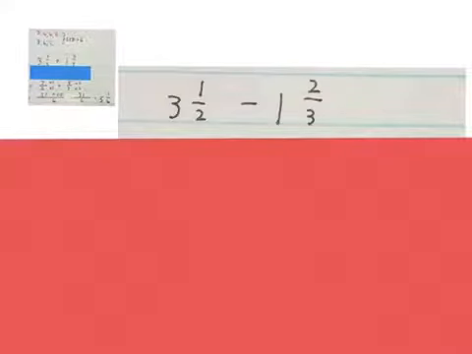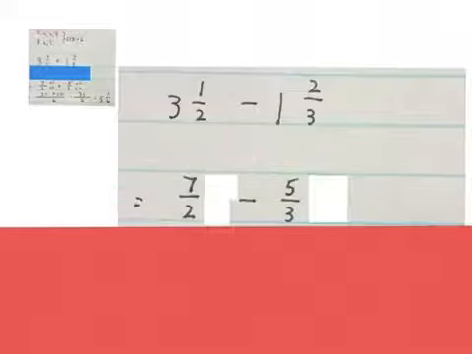Right, now we're quickly going to do a few more, but just sticking to the maths. So we got 3½ minus 1 2/3. First you change both of these to fractions only. We call it improper fractions. So you go 3 times 2 is 6, plus 1 is 7 over 2, minus 1 times 3 is 3, plus 2 is 5 over 3.